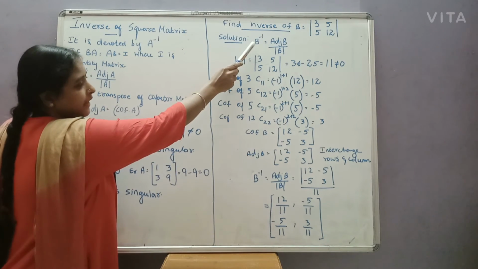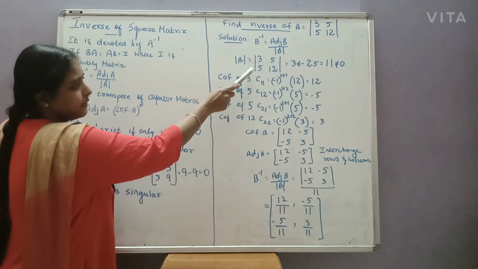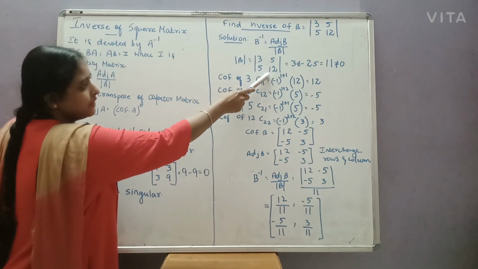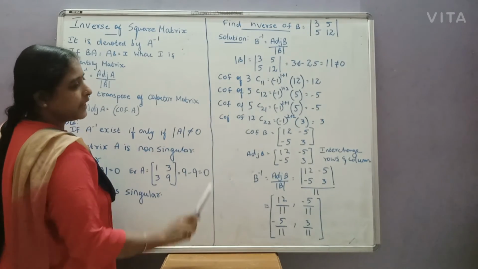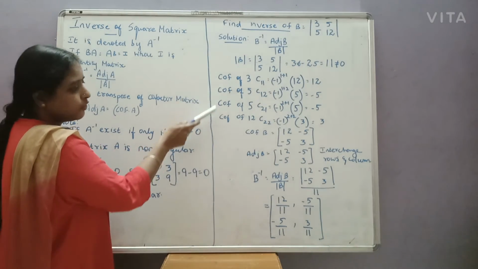First you have to write the formula, B inverse equals adjoint B by mod B. You have to find its determinant value. 3 12s are 36, 5 5s are 25. You will be getting 11, which is not equal to 0. It is non-singular. Find out the cofactor.